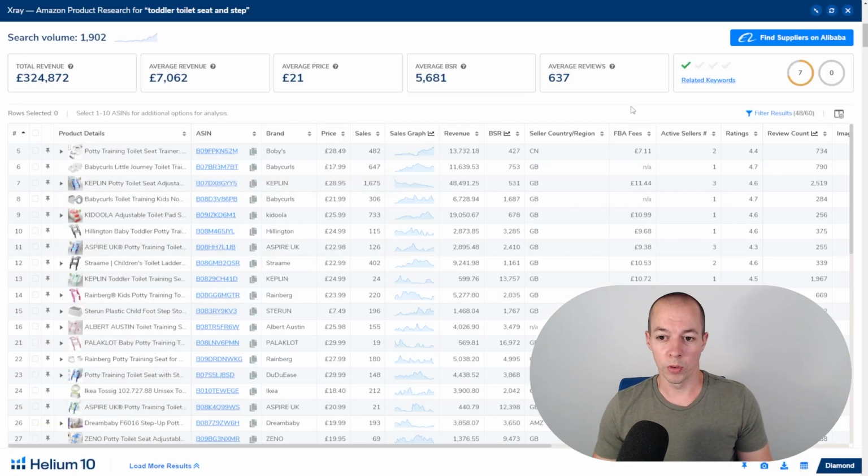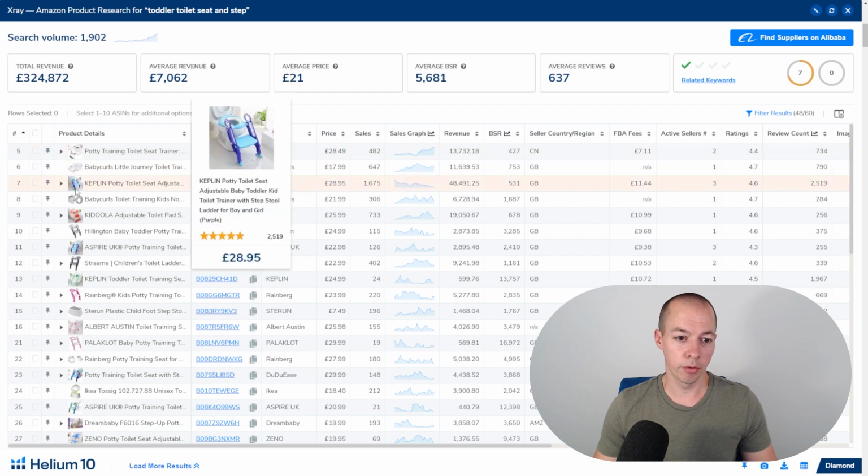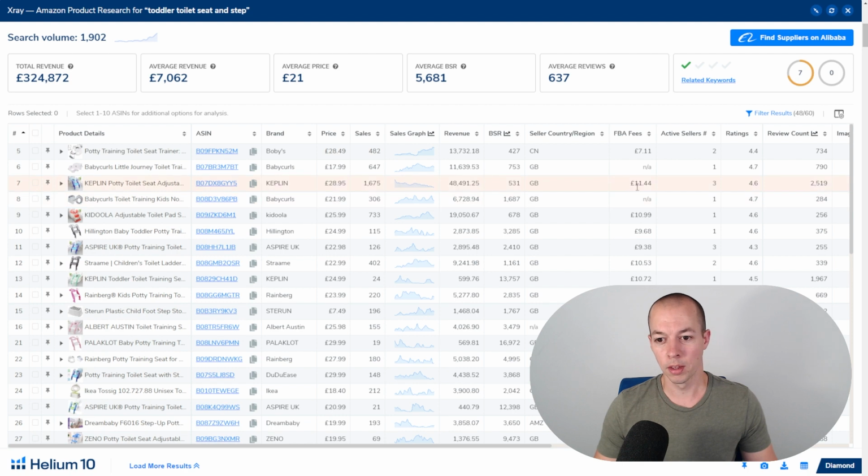The other thing to be aware of is these FBA fees can vary massively depending on the category you use, of course, but also the size and weight of your product. And this can just be like 1 centimeter difference can make a big, big impact on this product. So for example, if we look at these here, this is the number one seller. You can see there it's got some steps and a seat at the top, and the number three organic seller, similar sort of product, just different colors and stuff. But these guys are paying £11.44 in fees, so over £4 more in fees.